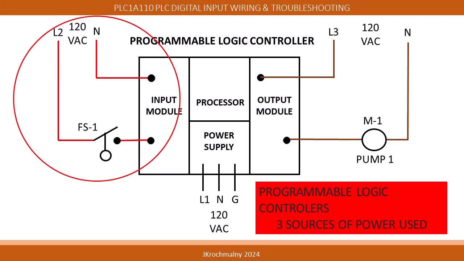In this presentation, we will use this graphic for orientation purposes, as well as to understand wiring concepts. Notice that the float switch, FS1, is a digital device. It has only 2 conditions, opened or closed.